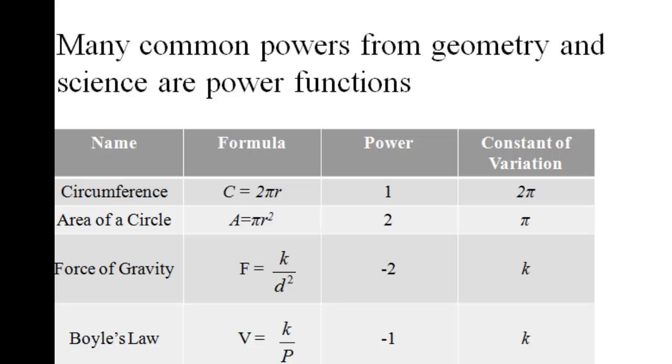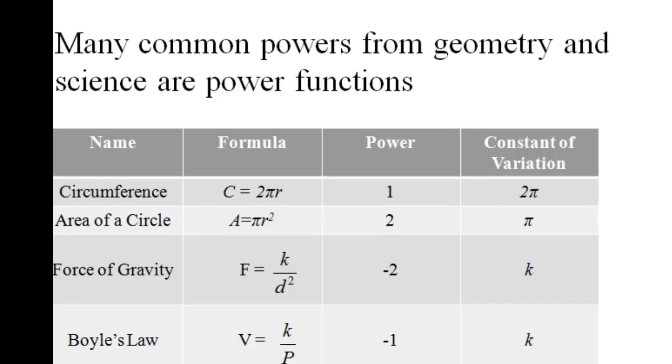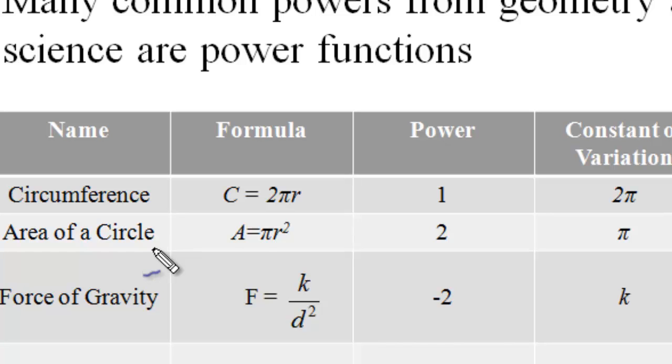Many common formulas from geometry and science are power functions. For the circumference, C equals 2 pi r. The power is 1 because we have a power of 1 right there, and the constant is 2 pi. 2 pi doesn't change. The area of a circle, the power is 2, and the constant will be pi. Force of gravity, power is -2. This can be written as k d to the -2, and the constant is k.